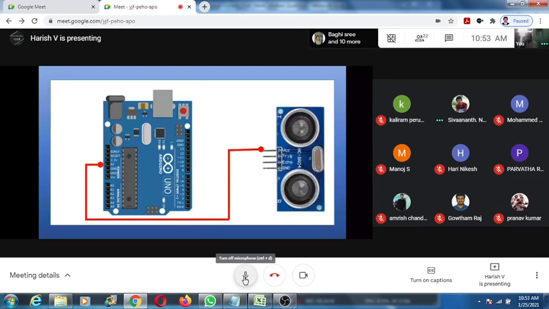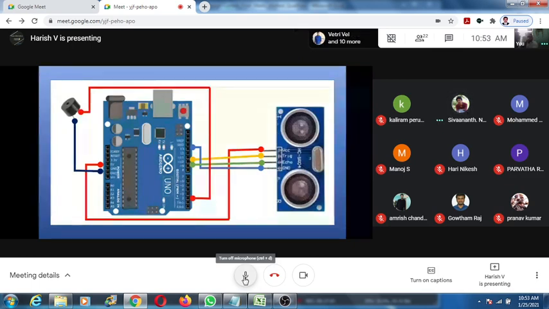The 5 volt pin of the Arduino board is connected to the VCC of the ultrasonic sensor. The ground of the Arduino is connected to the ground of the ultrasonic sensor. Digital pin 10 is connected to the trigger of the ultrasonic sensor, and digital pin 9 is connected to the echo pin of the ultrasonic sensor. Now let's take a buzzer. The buzzer's negative end is connected to the ground of the Arduino UNO board, and the positive is connected to digital pin 2. Hence, we built our circuit.